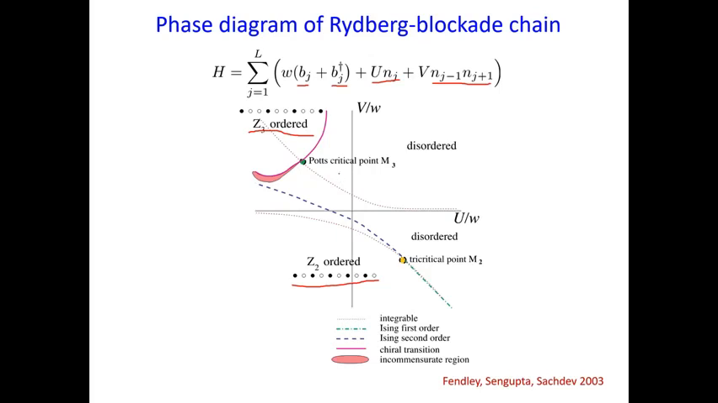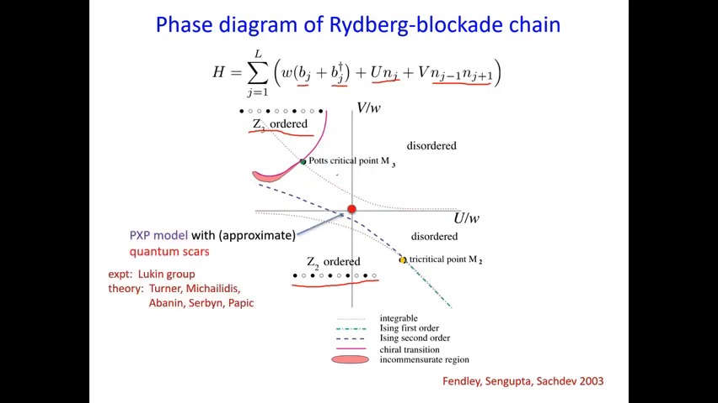So you get a nice phase diagram. Now, where this came up, so people, Lucan's group, and now many others, have realized this and much more general models experimentally, and they observed this interesting behavior that goes by the name of quantum scars. They observe very long-lived quantum effects.